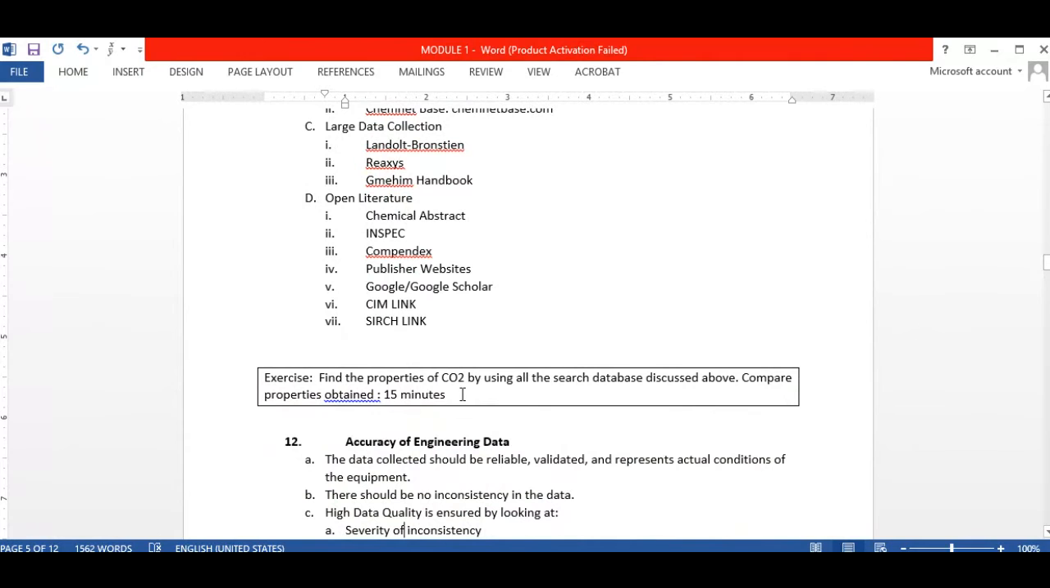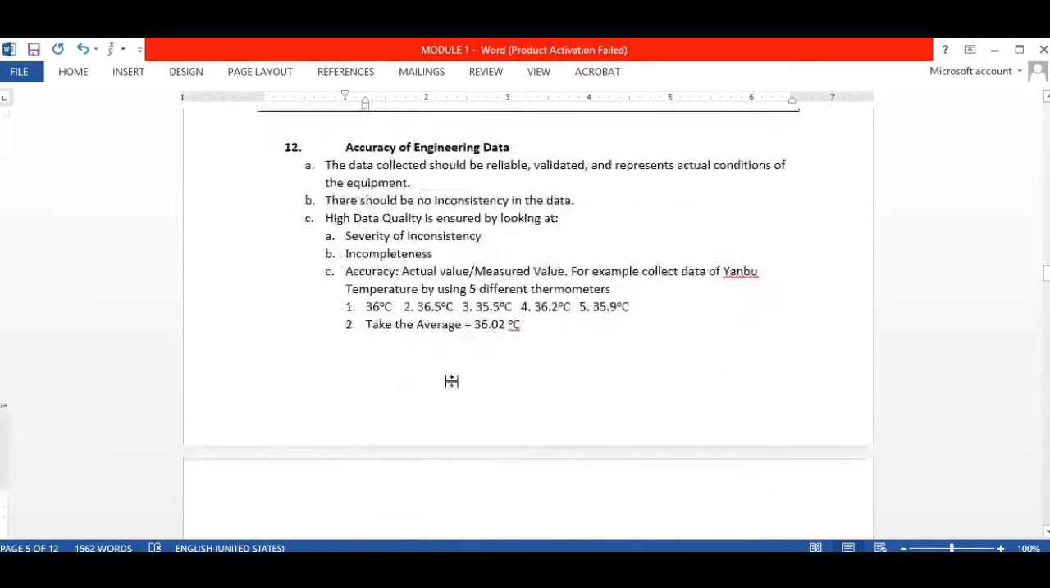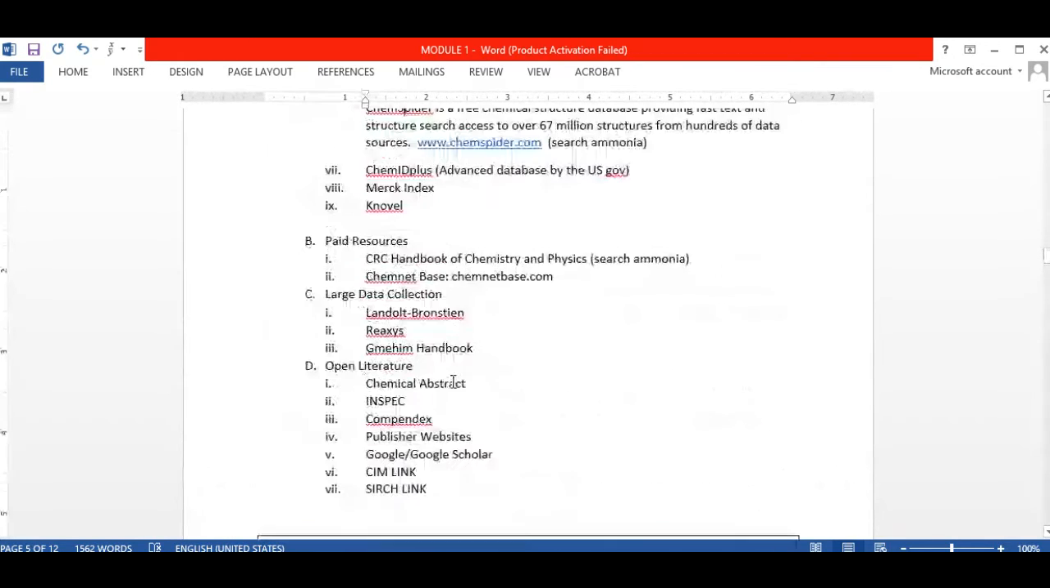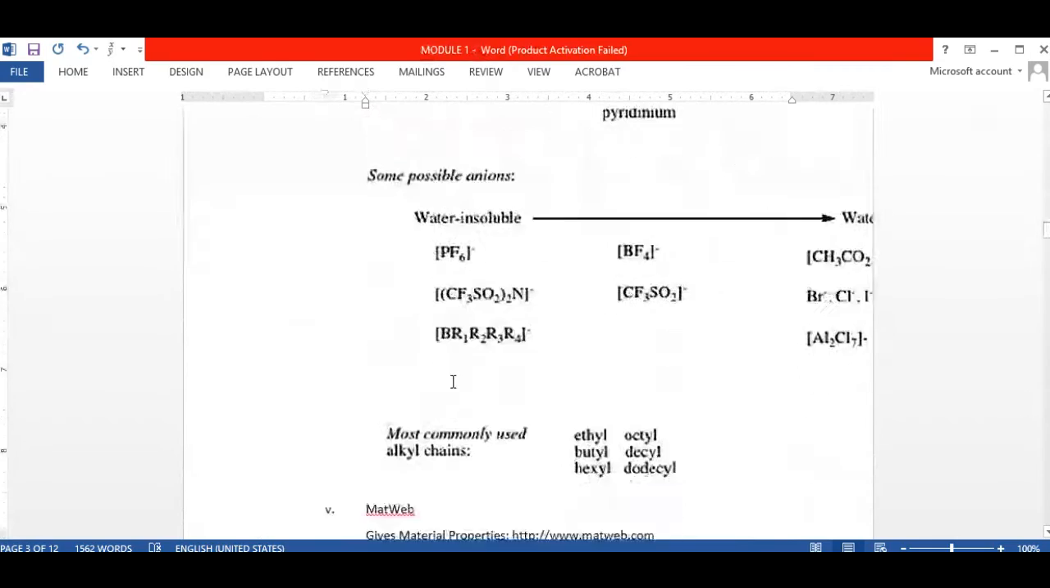You can try this one. Show me next time. No, right now we don't have time. Find the properties of carbon dioxide by using all the site databases. Like you can go to NIST, go for the free one, find the properties. As I told you before, at some temperature, find the density, viscosity of carbon dioxide, and the thermal conductivity of carbon dioxide. Okay. Now you have the resources, right? These are all the resources from where you can get data.